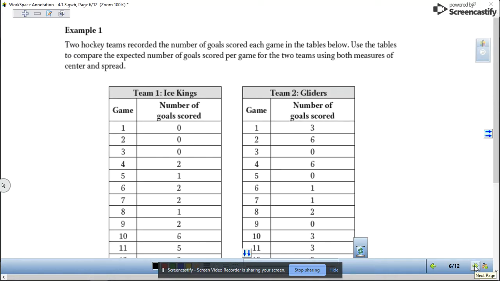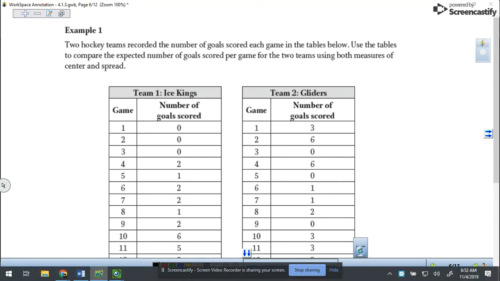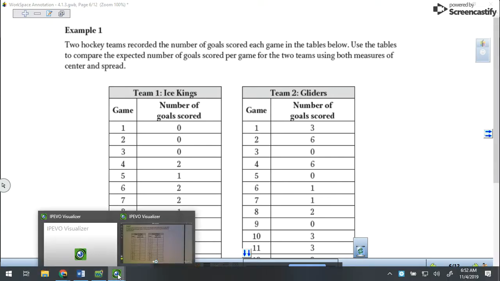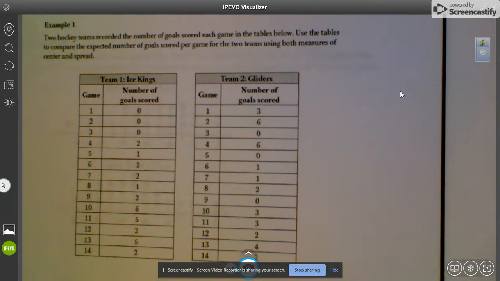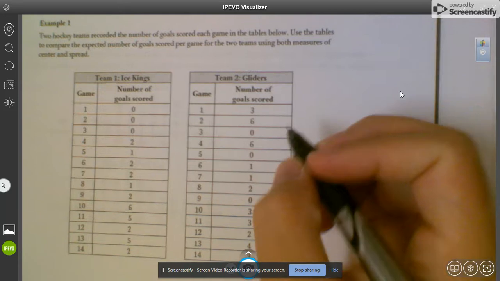Okay, so two hockey teams recorded the number of goals scored each game in the tables below. Use the table to compare the expected number of goals scored per game for the two hockey teams using both measures of center and spread. So I'm going to swap over to my camera, because I'm going to use the calculator to help me do this. You should do it as well. So make sure you're watching these.